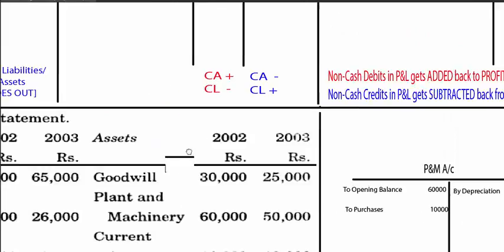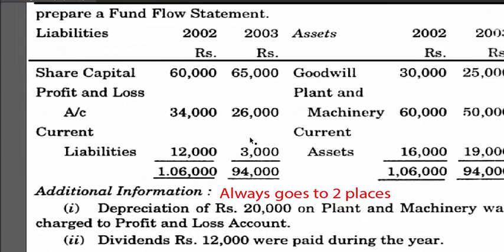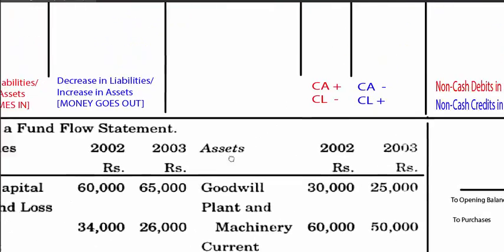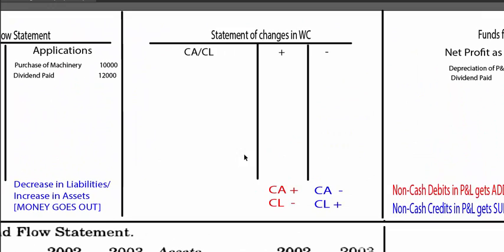And then we come to current liabilities. Now current liabilities has gone down. 12,000 minus 3,000, it's gone down by 9,000. Decrease in current liabilities goes to plus. So a decrease in current liability is a plus. So let's just put the amount there. And that's 9,000.